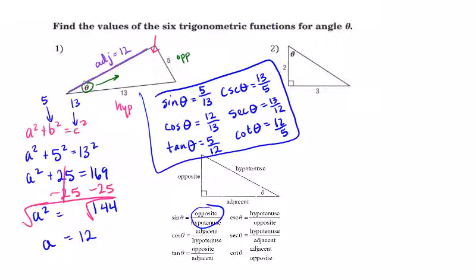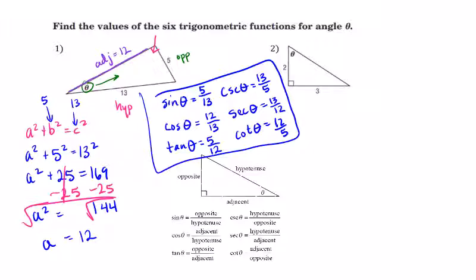So we just put opposite, adjacent, and hypotenuse in their particular locations with respect to each ratio. All right. Okay, so let's check out number 2.